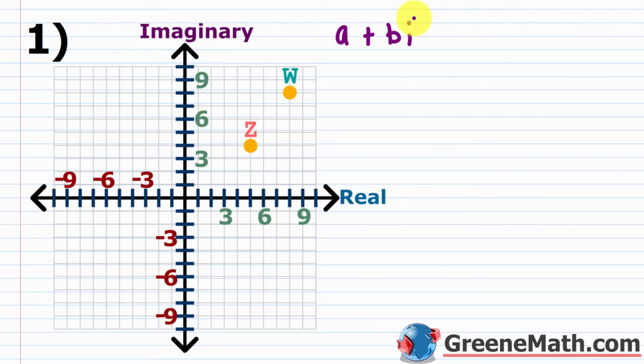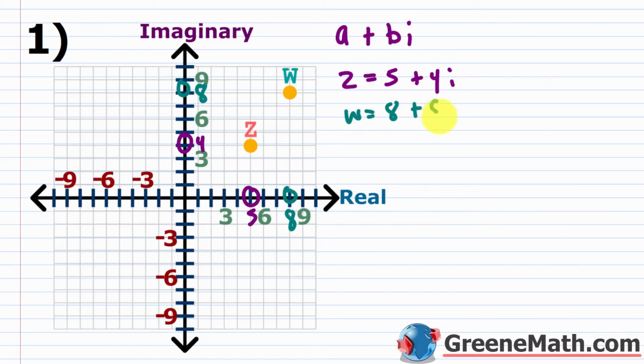So looking at this, if I think about my complex number z, the real part is 5, and the imaginary part is going to be 4. So let's say that z is equal to 5, that's the real part, plus 4, that's the imaginary part, times i, the imaginary unit. Then if I look at this complex number w, the real part is going to be 8, and the imaginary part is also going to be 8. So w would be 8 plus 8i.